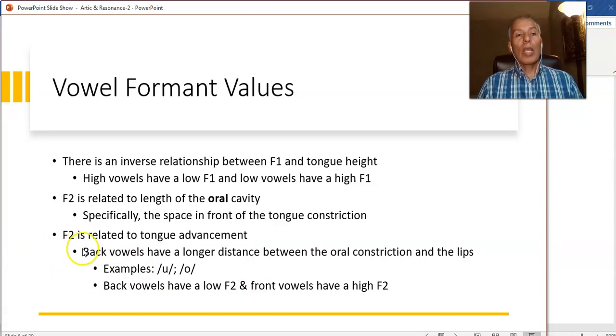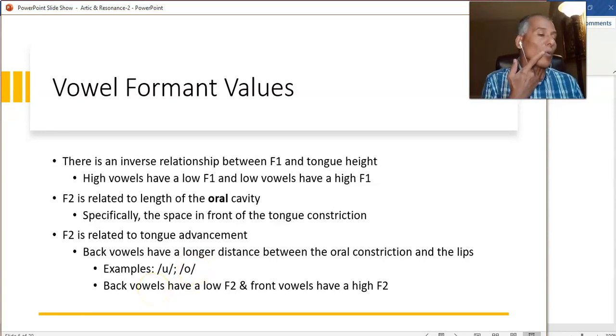So F2 is also related to tongue advancement. What is advancement? To advance is to march forward. So the tongue is in the middle of the mouth. If the tongue goes forward, then it's going to affect F1, F2. Why? That's going to make it take more room from the space where you could detect F2, and that will make the frequency higher.